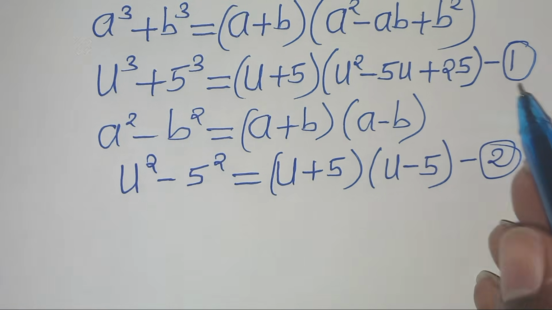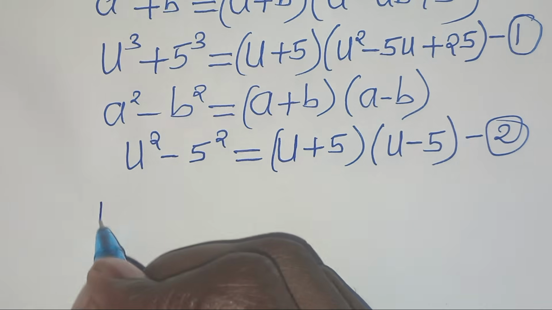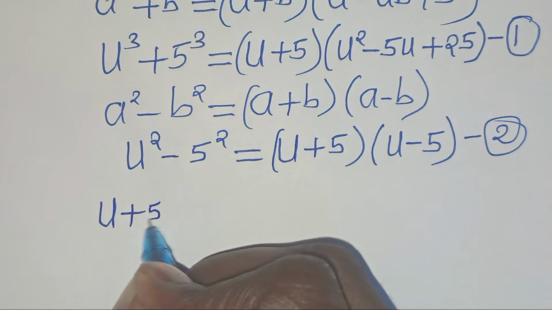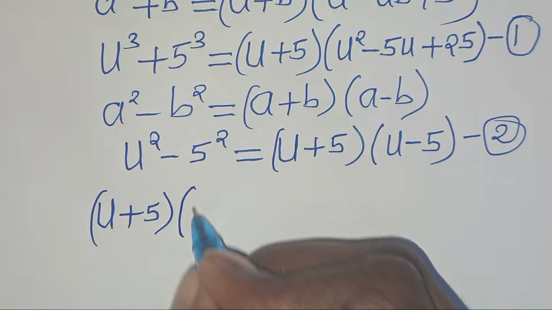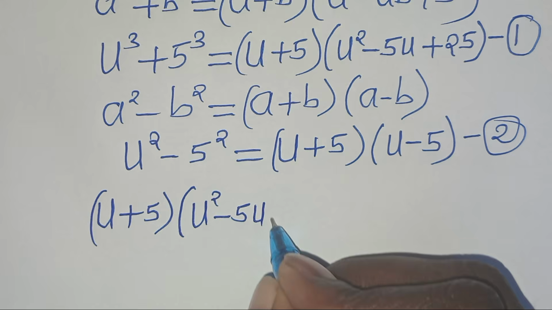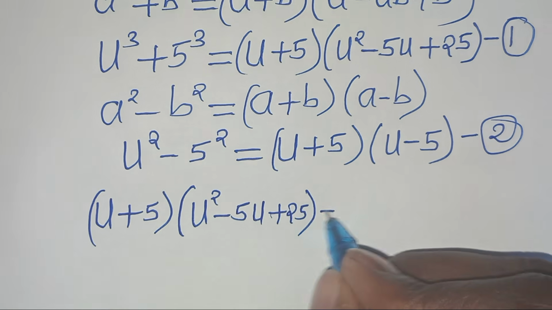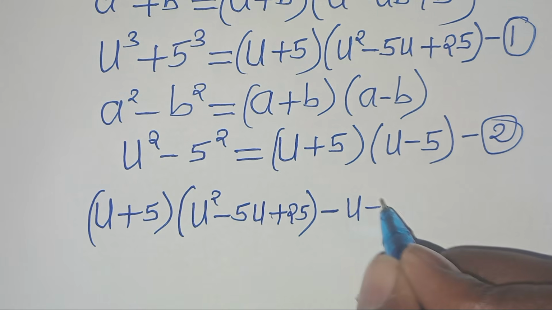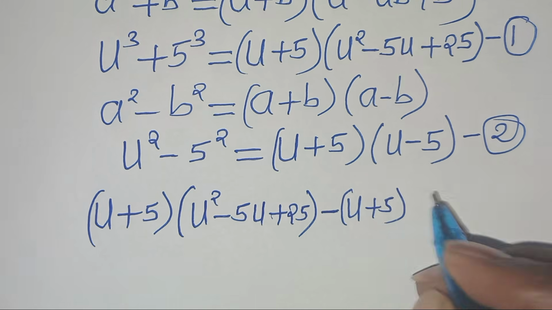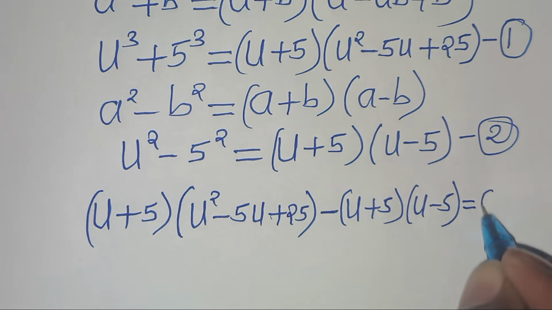Now let's combine the first part and the second part. We have u plus 5 times u to the power of 2 minus 5u plus 25, then subtract u plus 5 multiplied by u subtract 5. This is equal to 0.